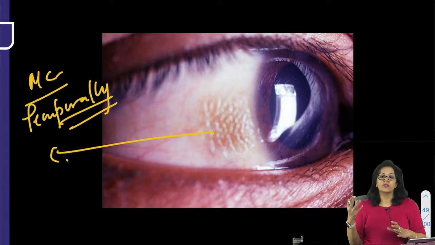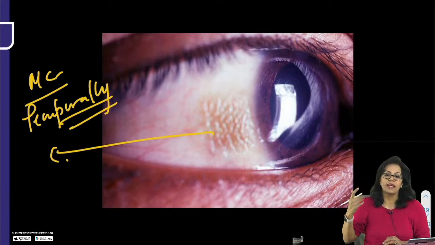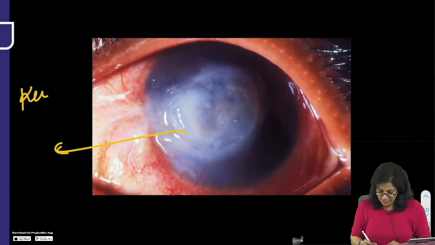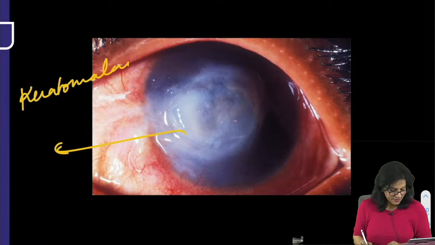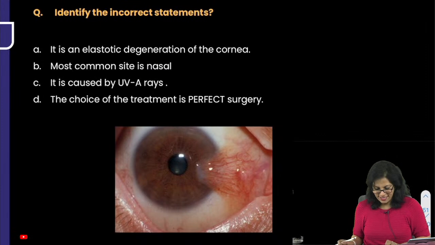It's drying more. So, generally what happens? Tear is draining on the medial side, nasal side. So, it is more drying temporally. And this is what is keratomalacia, which is melting of the cornea. Nyctalopia is night blindness, yes. Come to the next question.